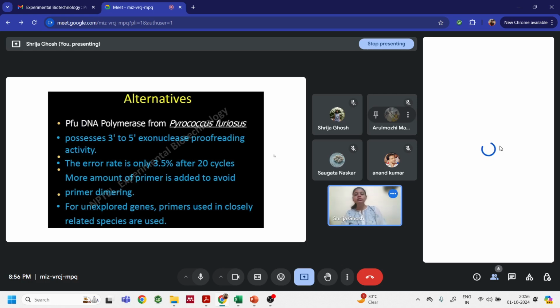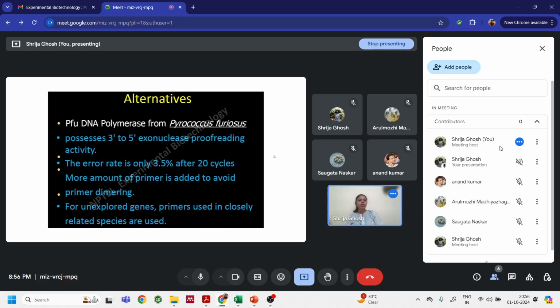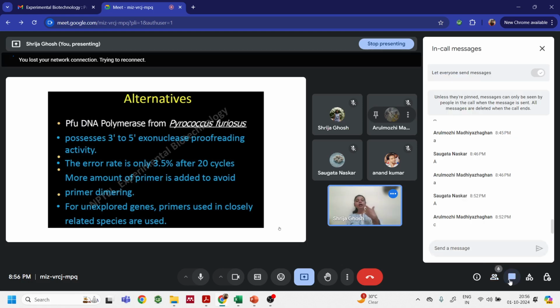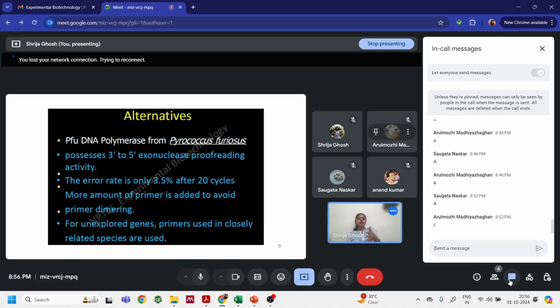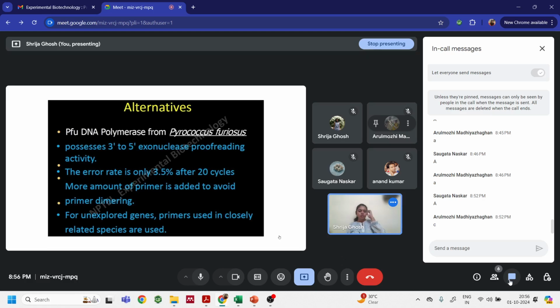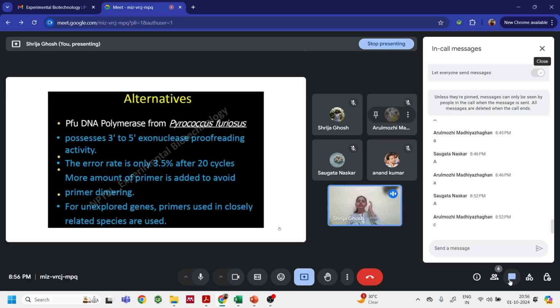This DNA polymerase is also stable at high temperature, and it possesses the 3' to 5' exonuclease proofreading. So it is actually a better polymerase to be used because the error rate is reduced in case of PFU DNA polymerase. We have the error rate reduced to 3.5%.